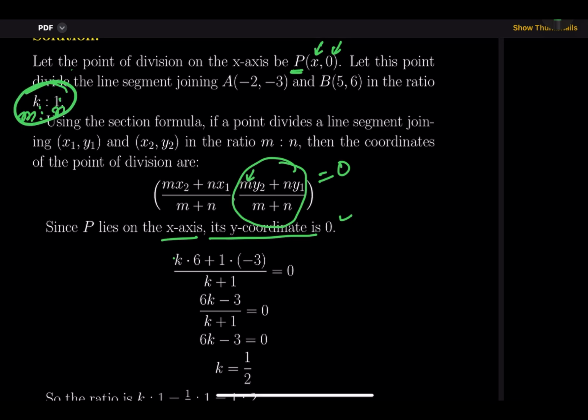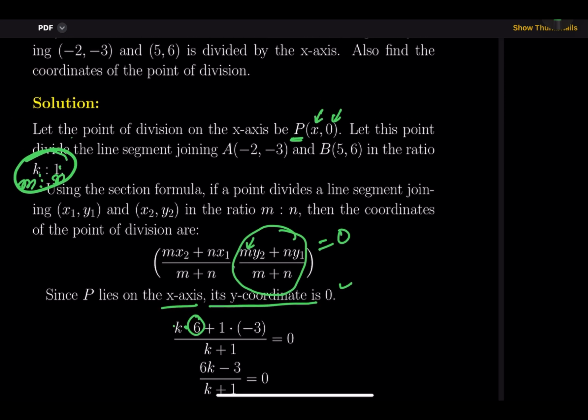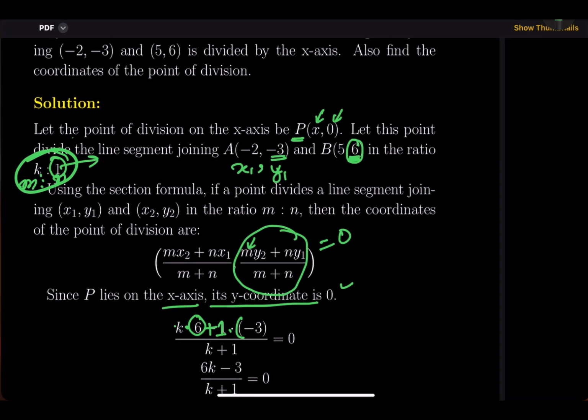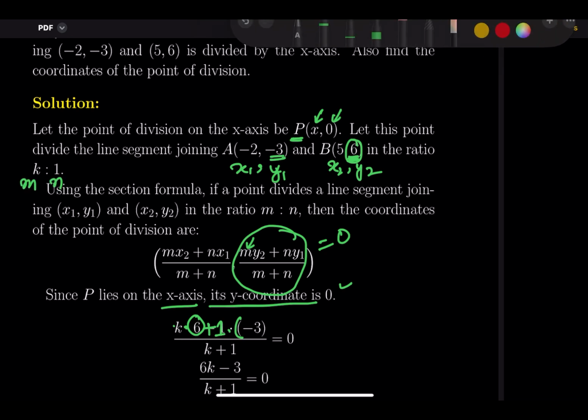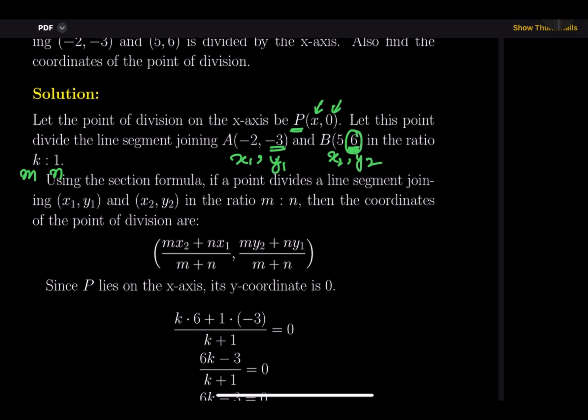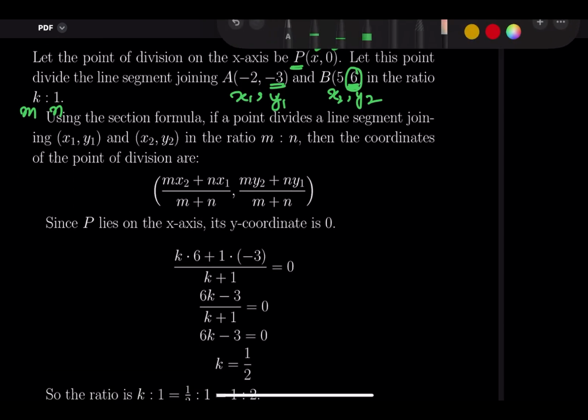Okay, so k into 6, m y2 is how much? 6. From where, sir? From B, (5, 6), look. This one, 6 plus 1 as n, and from here k is to 1, 1 into minus 3. From here, sir, this is y1, this is x1, y1, x2, y2, and this is m is to n, this is m, this is n. Now if I substitute here, I got the answer like this.